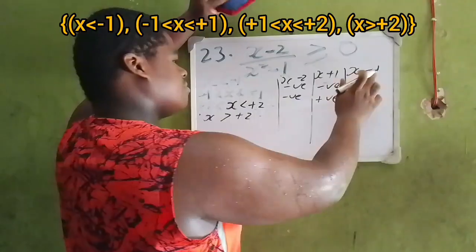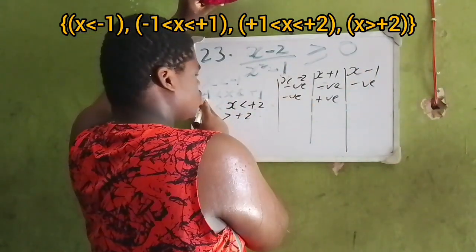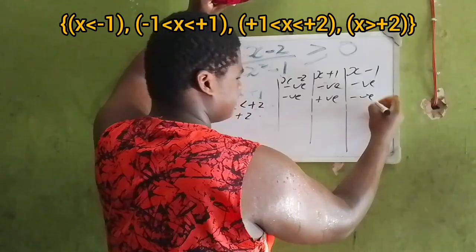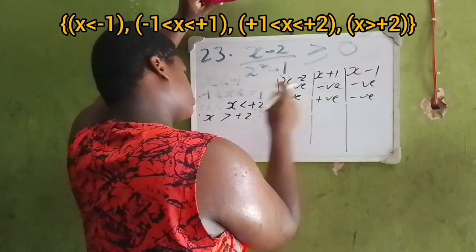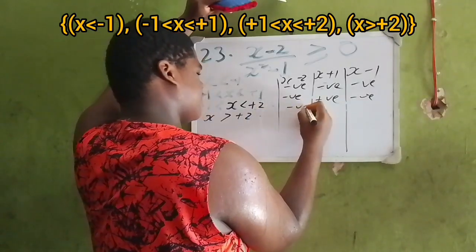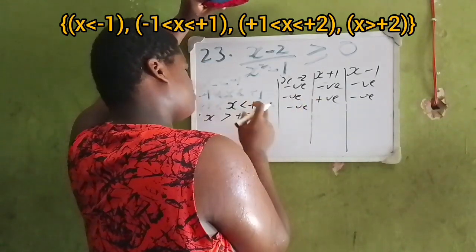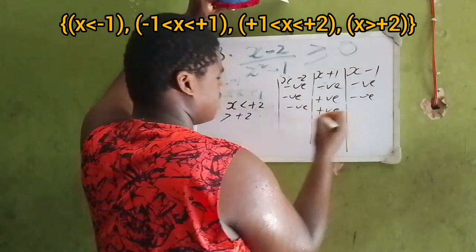When x is between minus 1 and plus 1, x minus 1 is going to be between minus 2 and 0. So that is negative. When x is between plus 1 and plus 2, x minus 2 is going to be between minus 1 and 0. So that is negative. When x is between plus 1 and plus 2, x plus 1 is going to be between 2 and 3. So that is also positive.